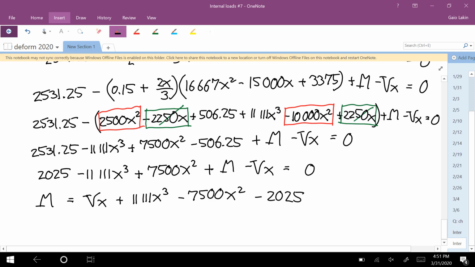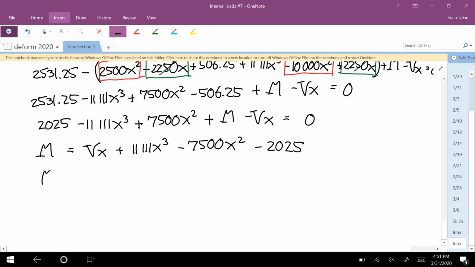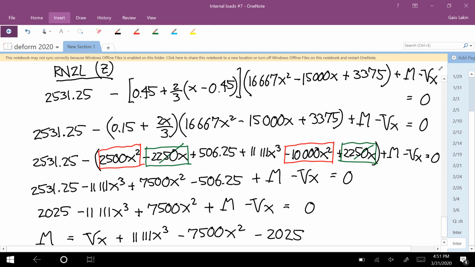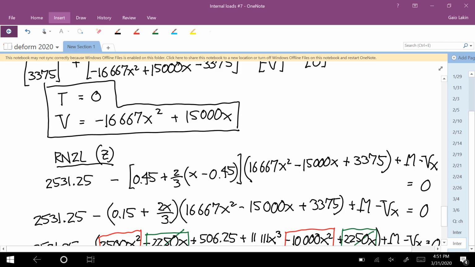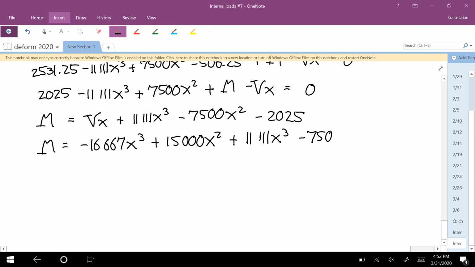Okay, well, now we have to plug in for the v. V is negative 16,667 x squared, so m is equal to negative 16,667 x squared times another x, so that's x cubed. And then v is, to get v, add 15,000x and multiply that times another x. So 15,000x squared. And now we have plus 11,111 x cubed minus 7,500 x squared minus 2025.